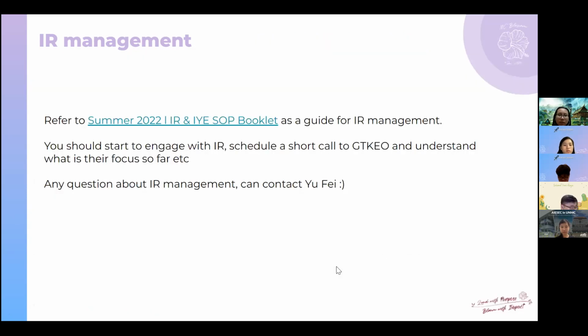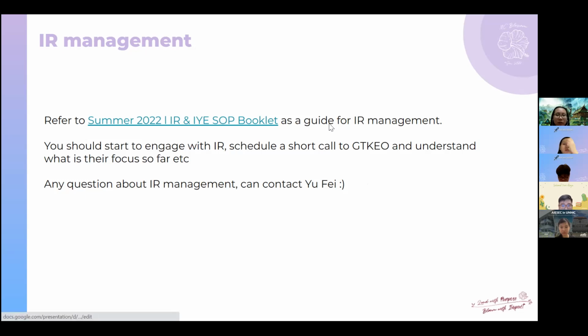And then for IR management, no matter what your progress is right now, you can refer to this booklet as a guide to manage IR. And currently, you should start to engage with IR already. Schedule a short call to get to know each other and also understand what their focus is. And if you have any question about IR management, you can also contact me.